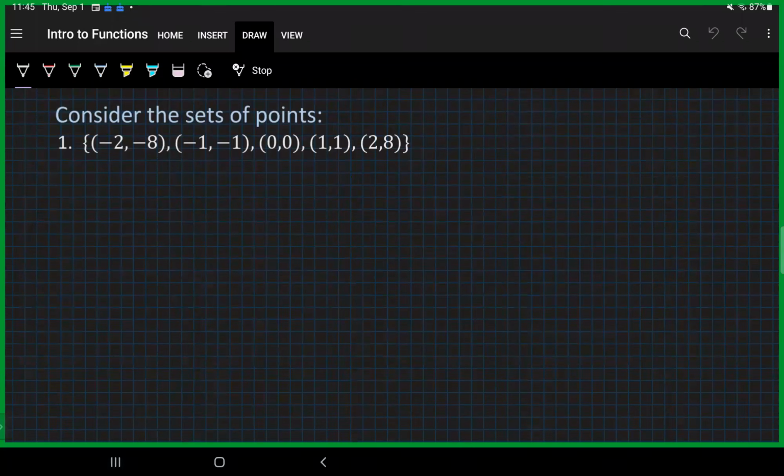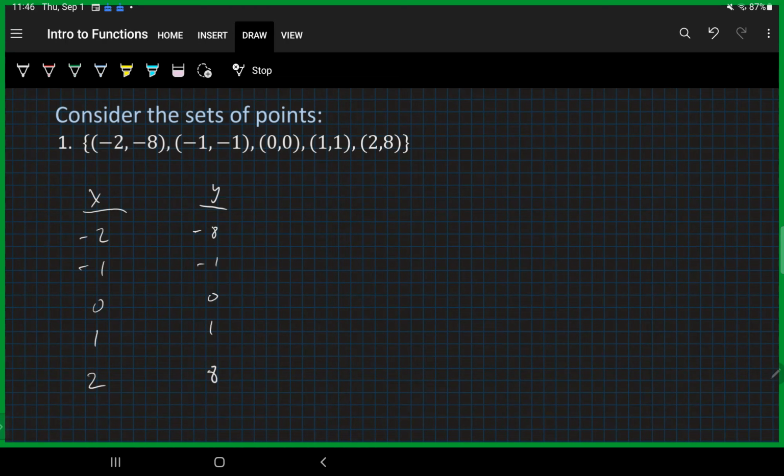So let's look at these points. Each one of these points relates an x value to a y value. And we have 1, 2, 3, 4, 5 points. So let's organize the x values. The first one would be -2. Second one would be -1, then 0, 1, and 2. My y values: -8, -1, 0, 1, and 8.